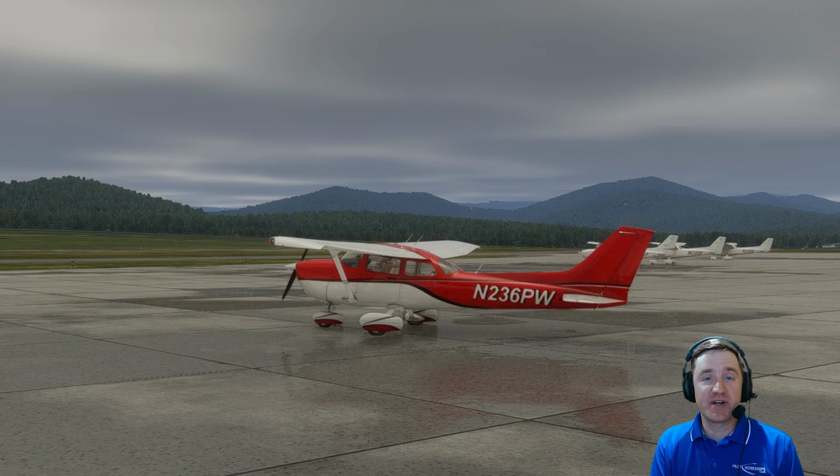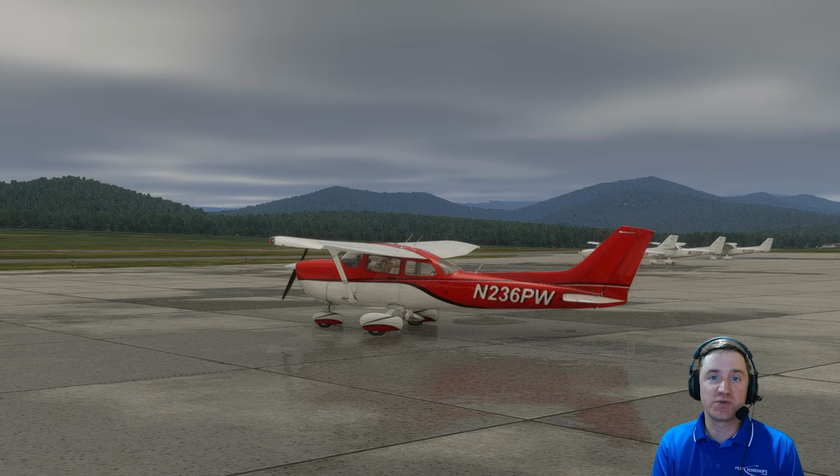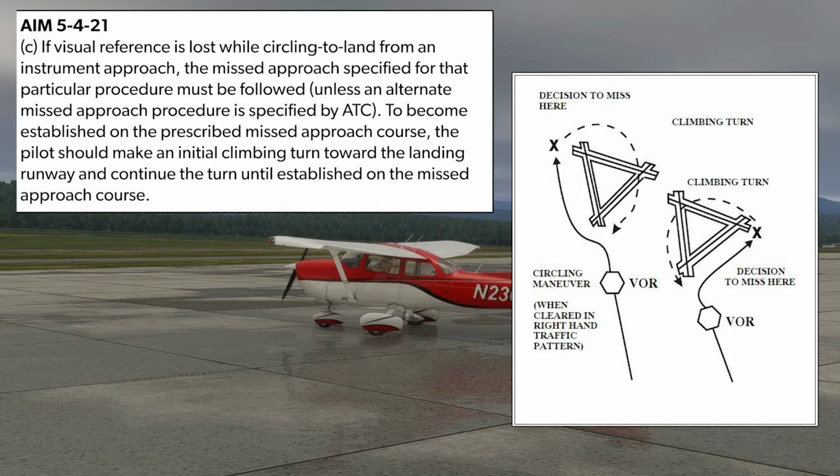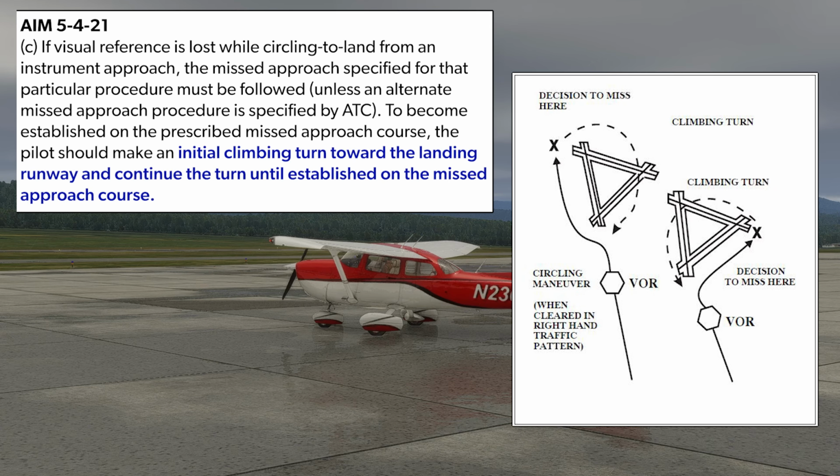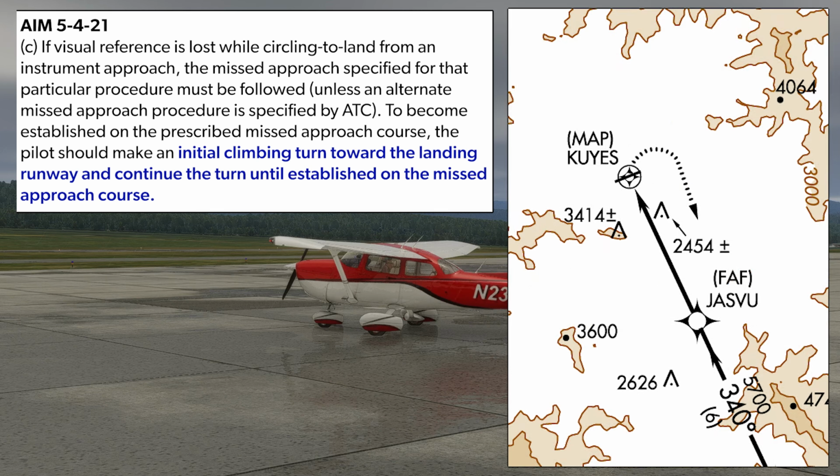Well, that worked out okay, but it's not hard to imagine how an approach like that might not work out okay, and it's a good idea to think about in advance what you would do if it didn't, because the published missed approach on a procedure like this doesn't protect you once you're below MDA or beyond the missed approach point. The AIM says that if you must go missed during a circle, what you should do is make a climbing turn toward the landing runway before joining the missed approach. In this case, that works reasonably well because the missed approach goes the way we were turning anyway.